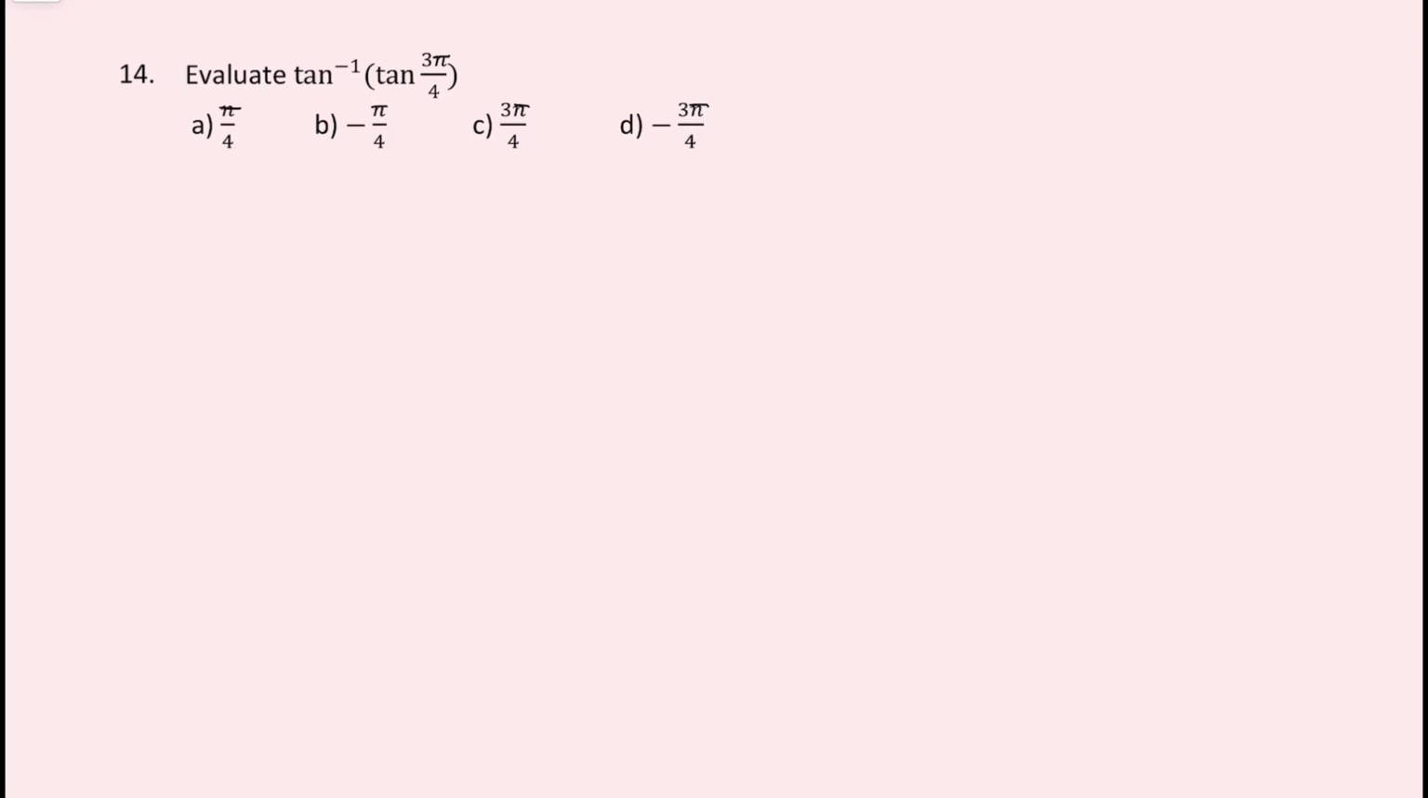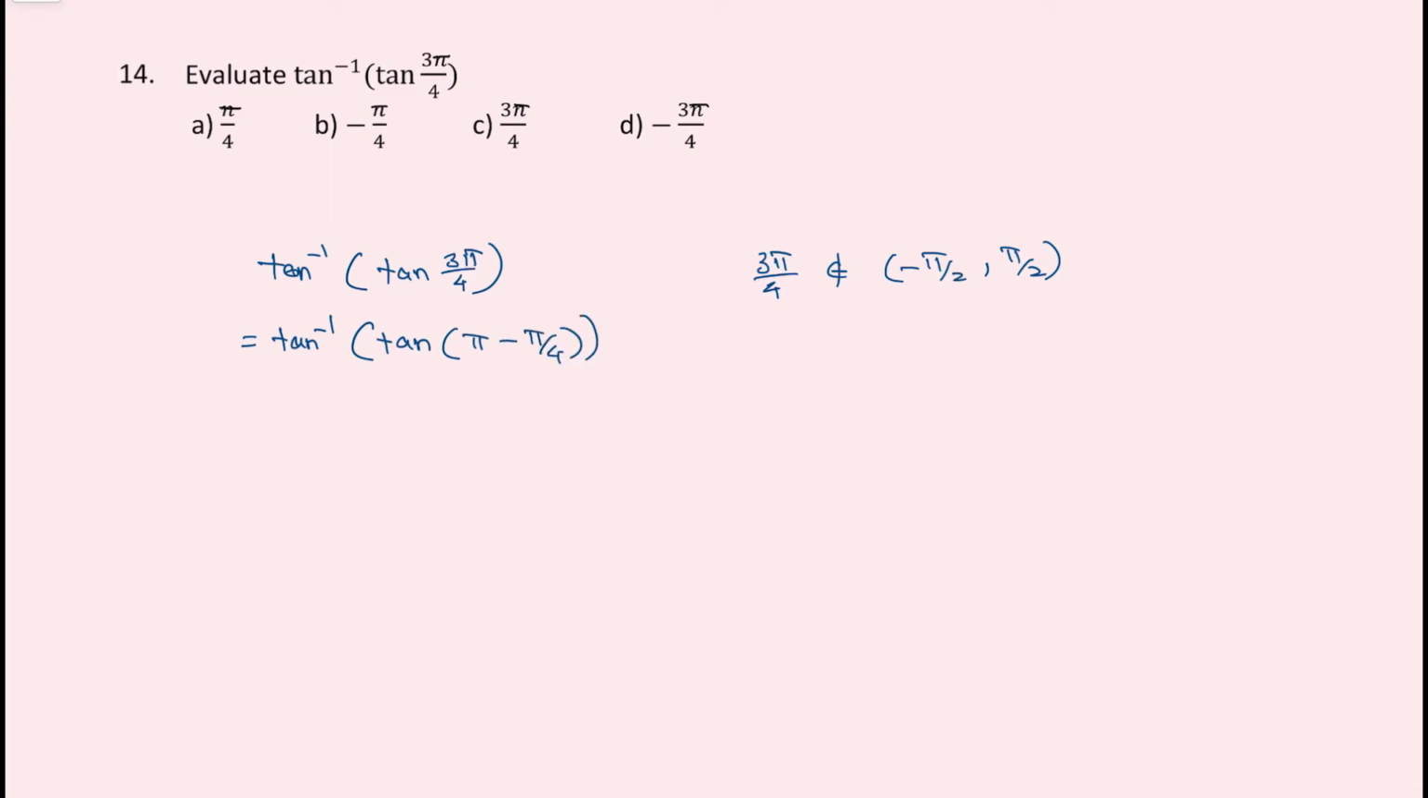Question 14. Evaluate tan inverse of tan 3 pi by 4. We cannot cancel tan inverse and tan because 3 pi by 4 doesn't belong to the principal value branch of tan inverse, which is minus pi by 2 to pi by 2 open interval. Therefore, we will write 3 pi by 4 as pi minus pi by 4. 3 pi by 4 is a second quadrant angle, which can be written as pi minus pi by 4. Take LCM and check. We get 3 pi by 4.